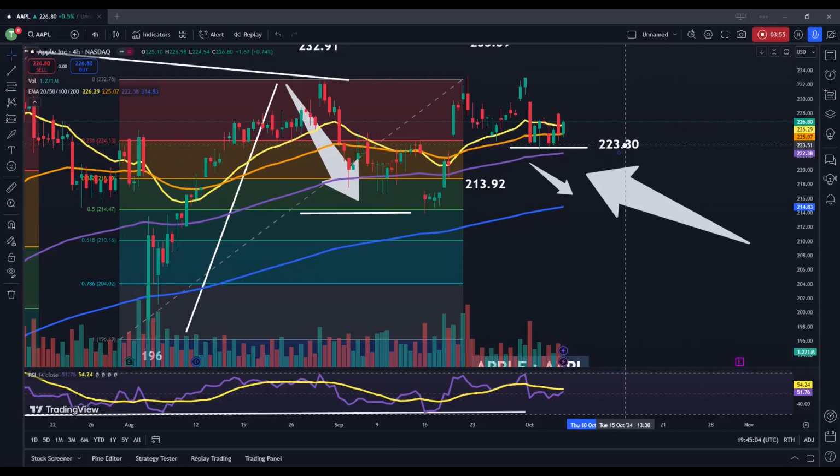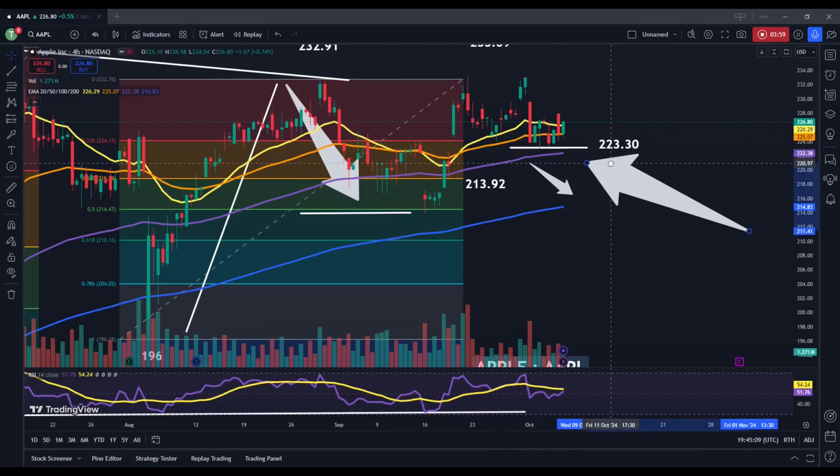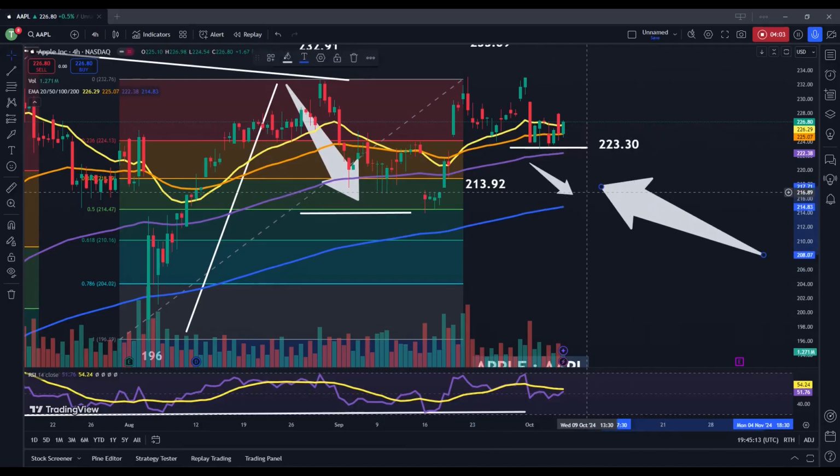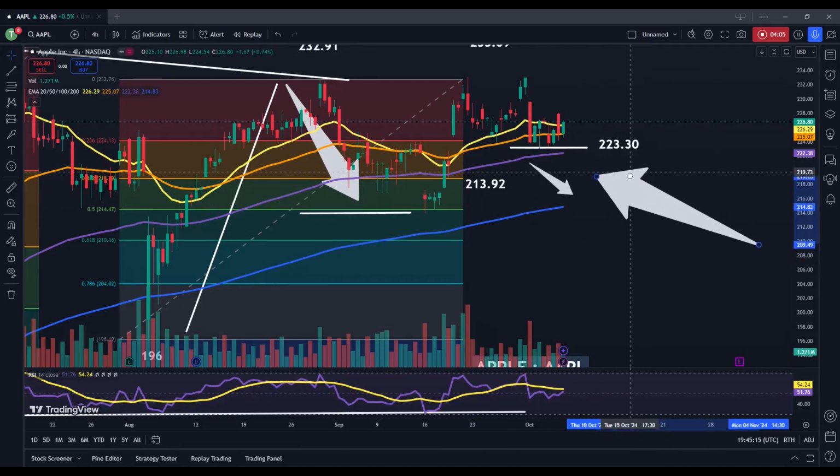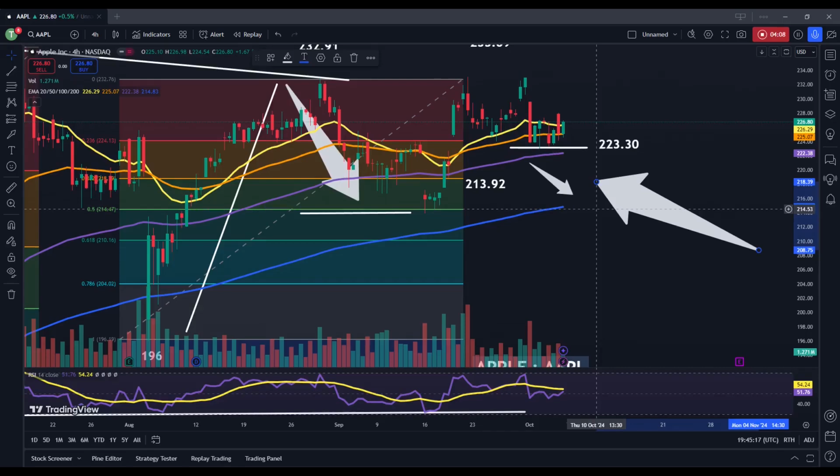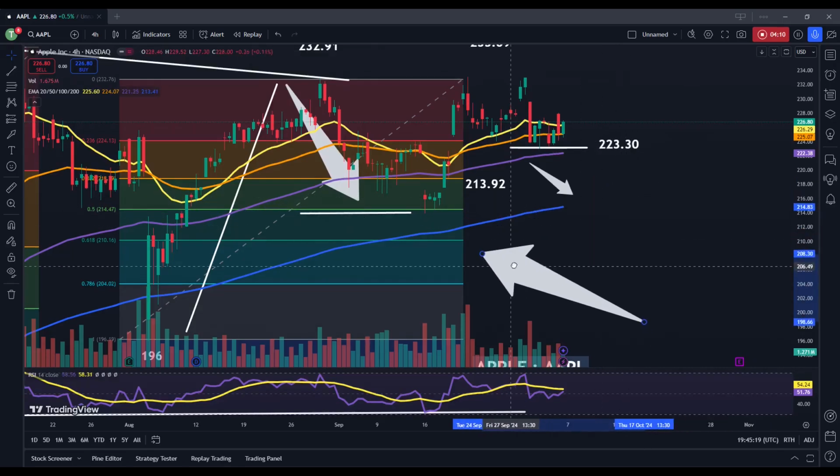So a bit of a downside to sideways sort of bias here at the moment, but this would accelerate if we did see a break below 223.30. Overall, you wouldn't really start to turn to a bearish stance here unless we did see a break below roughly 215 at the moment.